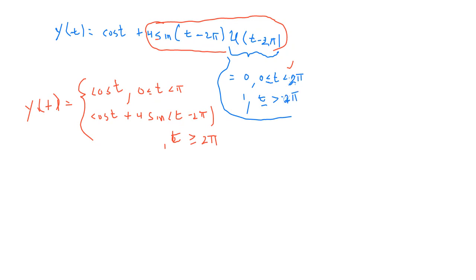Okay, so y of t equals cosine of t plus 4 times the sine of t minus 2 pi. Okay, and incidentally, the sine of t minus 2 pi, they just replace that with the sine of t because the sine is periodic with respect to 2 pi. So, okay, and let me just see here now.